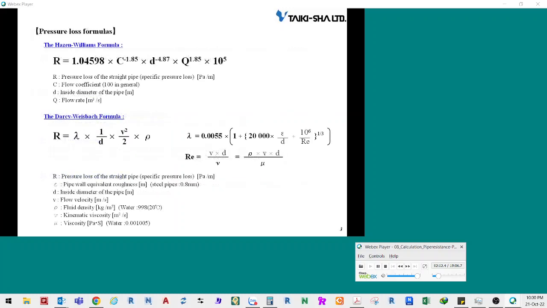Pressure loss is calculated using the following formulas. The Hazen-Williams formula. The flow coefficient C depends on the type of pipe and the degree of dirt and rust, and becomes larger if the pipe wall becomes smoother. In general, the value 100 is used for old steel pipes, while the value 130 is used for new steel pipes. The Hazen-Williams formula is applied to water pipelines at normal temperature.